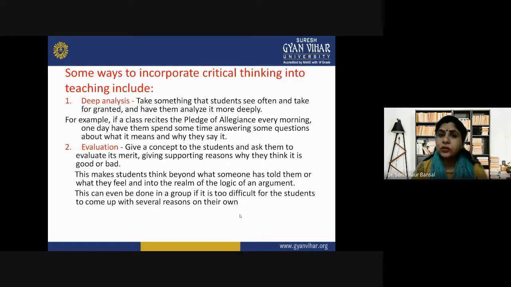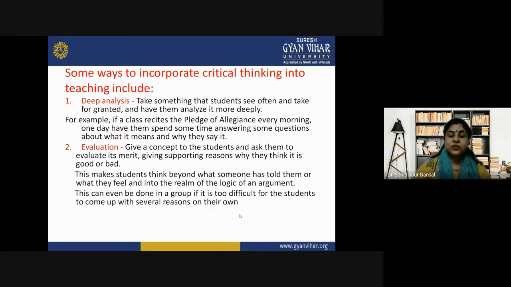If you think it is good, give your supportive reasons. So this type of questioning or evaluation system is actually needed from your students to enhance their critical thinking. So this makes students think beyond what someone has told them or what they feel, and into the realm of the logic of an argument. So this can even be done in a group if it is too difficult for the students to come up with several reasons on their own.